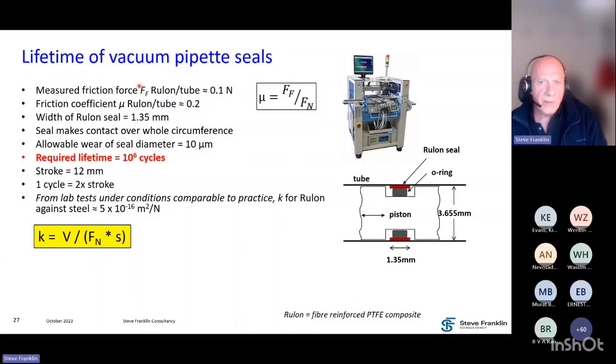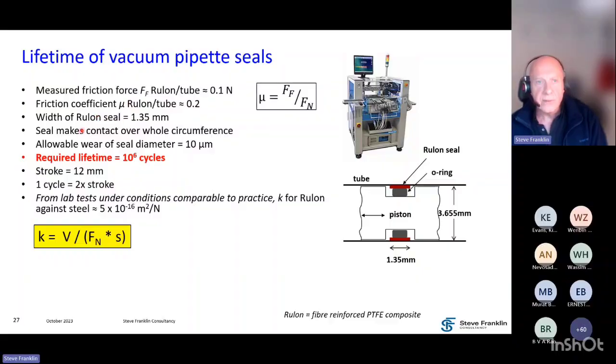Now this is some data about the application, in this case the vacuum pipette seals. We measured a friction force simply by pulling the piston, and that came to 0.1 newtons. And we know that the friction coefficient of Rulon against the tube is about 0.2. From that we can work out the normal force, because obviously it's quite difficult to measure the normal force in this case, which we need for the calculation here.